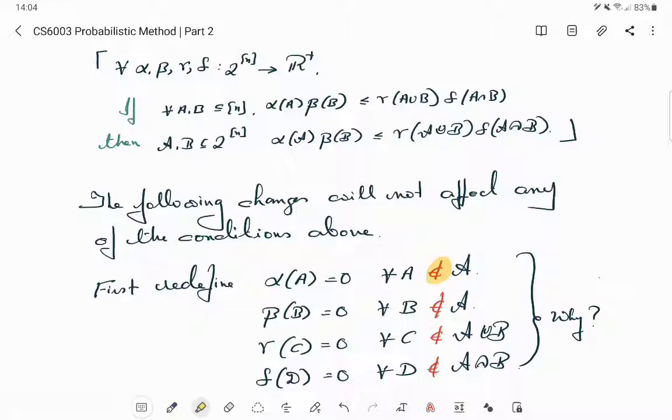Similarly, delta is set to 0 outside of its argument family, which is the A double intersection B. Anyway, the conclusion does not get affected at all. And in the premise also, it will only be true for the cases where A as well as B is in your set.